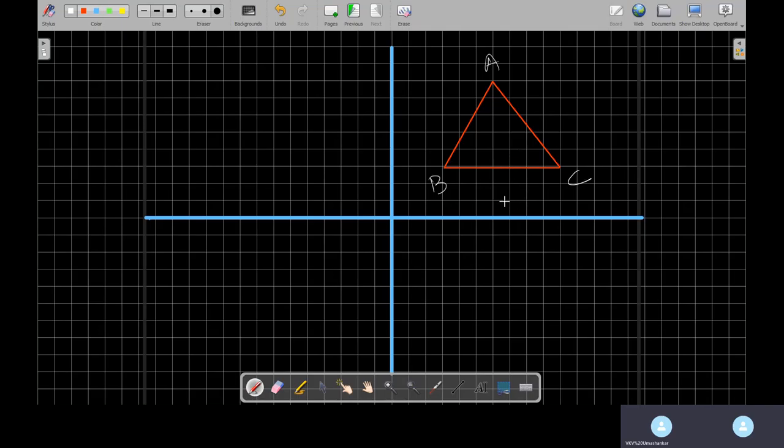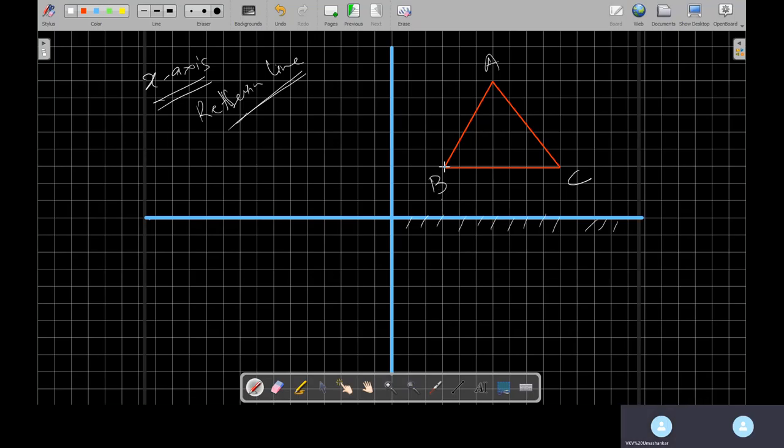Now you have to reflect this triangle with respect to the x-axis. How are you going to reflect it? Reflection means what I said: the x-axis is now my mirror view. The mirror view is called the reflection line. So the reflection line is what you are going to count from. Each point you have to count from the reflection line.